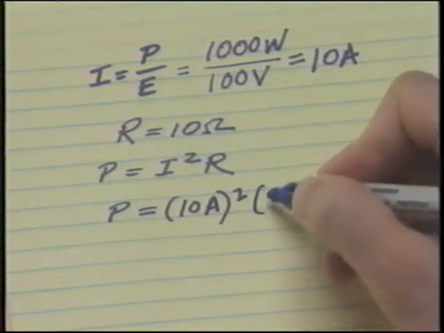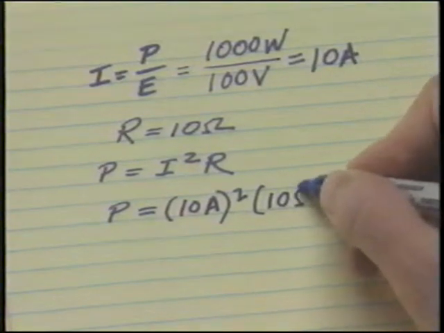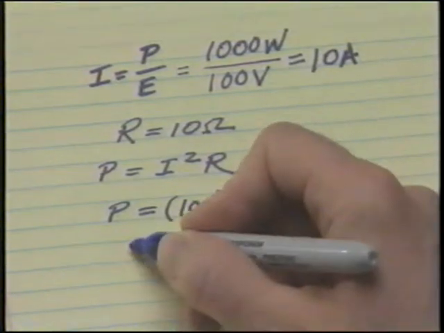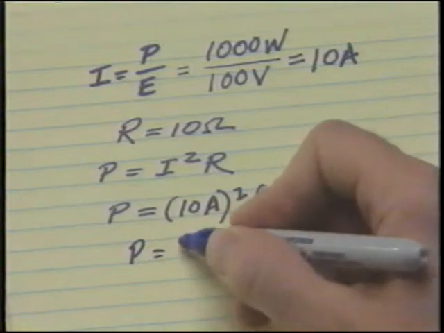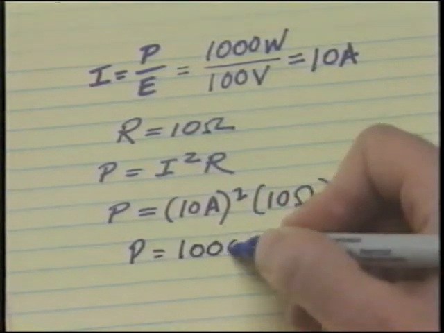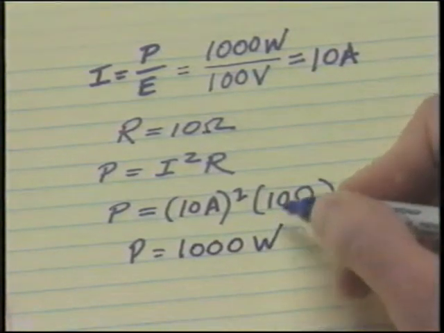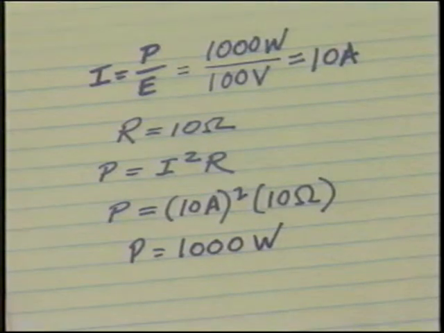times 10 ohms, or 100 times 10, which is 1,000 watts. This means that the source would have to supply 2,000 watts to get 1,000 watts to the destination. This would be a significant waste of energy used up in the power lines in the form of heat.